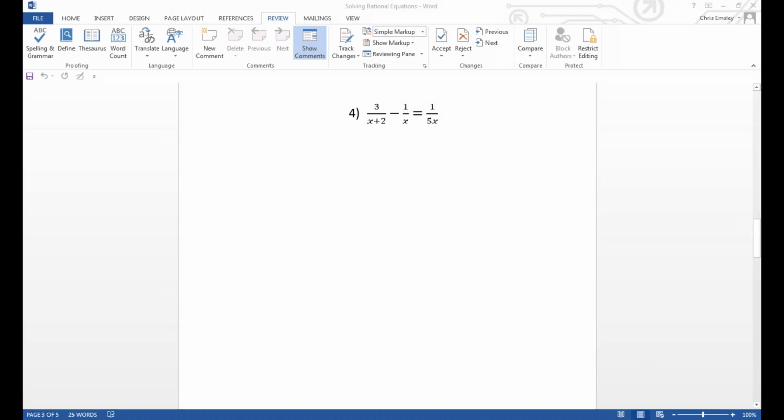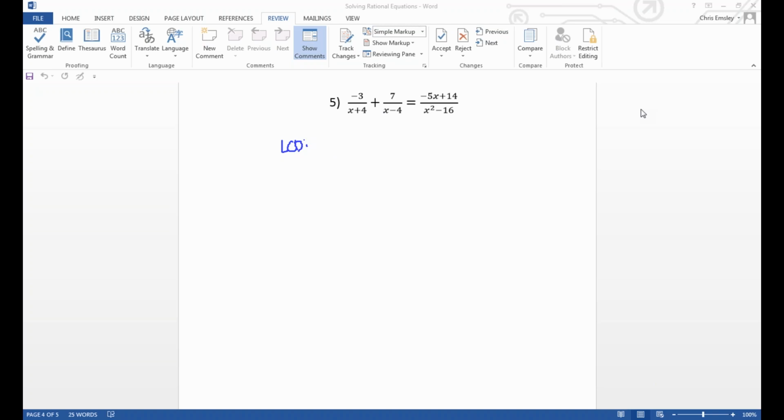I think I have 2 more examples here to show you, if my pen holds out that long. Brown was not good. Let's go back to blue. Okay, again, not a single fraction on each side, so we can't use that cross-multiplying technique. So we're going to start by identifying what our least common denominator is.